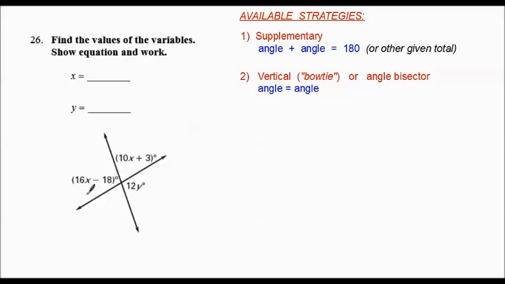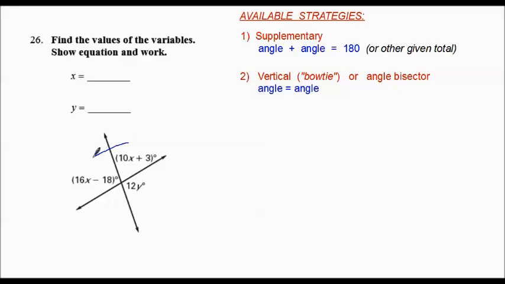In this case, we have both linear pairs right here, and we also have vertical angles right here. So we're going to be using both strategies, but one at a time. Which one should I use first?